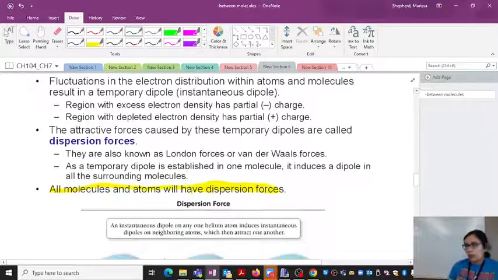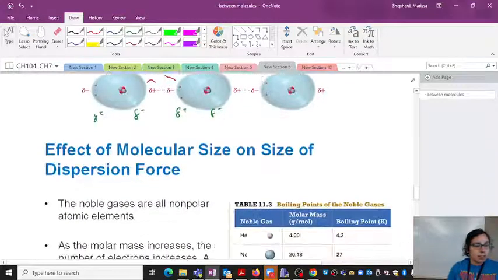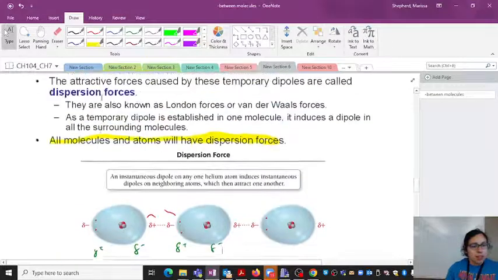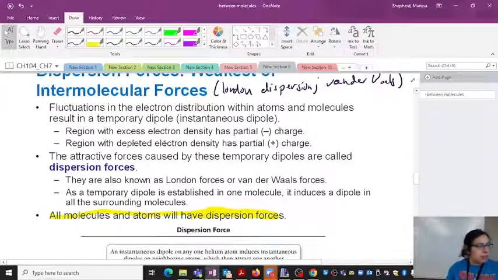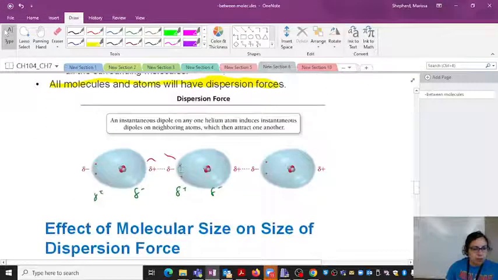And so like we noted in the graph, the region with excess electron density has a partial negative charge, and so that's indicated with that symbol. And the region with depleted electron density has a partial positive charge.